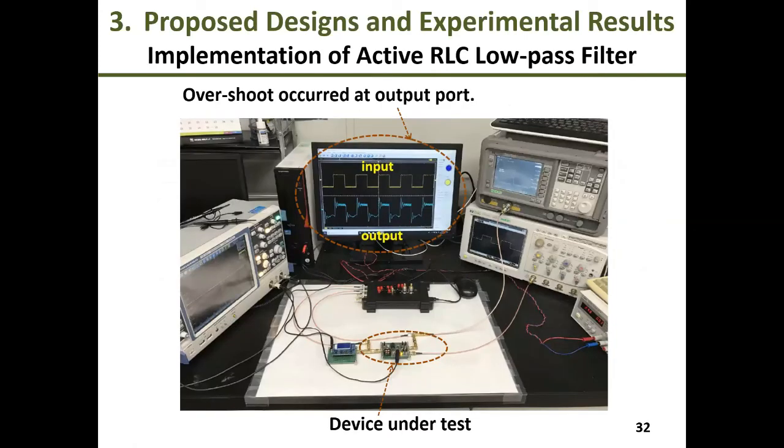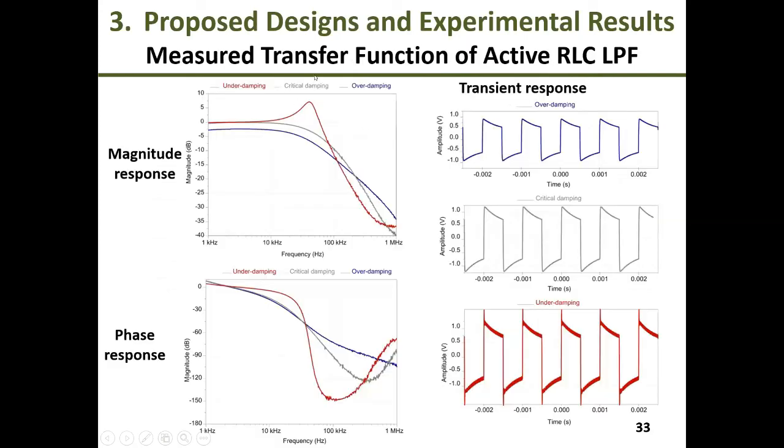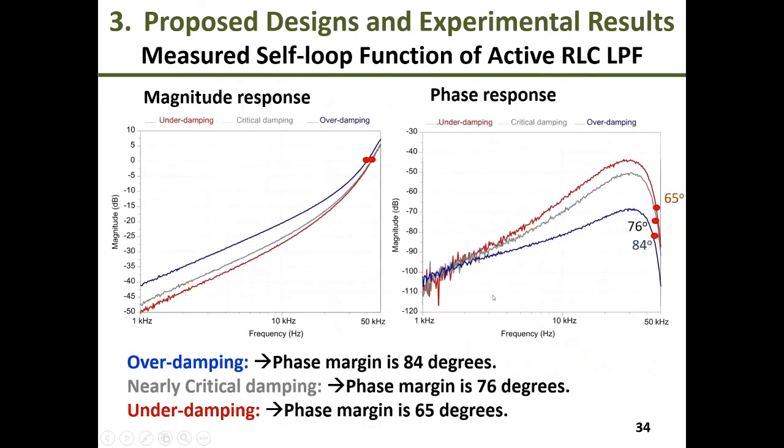Next, let us show the measurement result in case of the active RLC low-pass filter. The overshoot occurs at the output port, and in this case, the magnitude of the transfer function in case of underdamping region is about 7 dB, and you can see the overshoot occurs in time domain. And the phase margin in this case is 65 degrees.